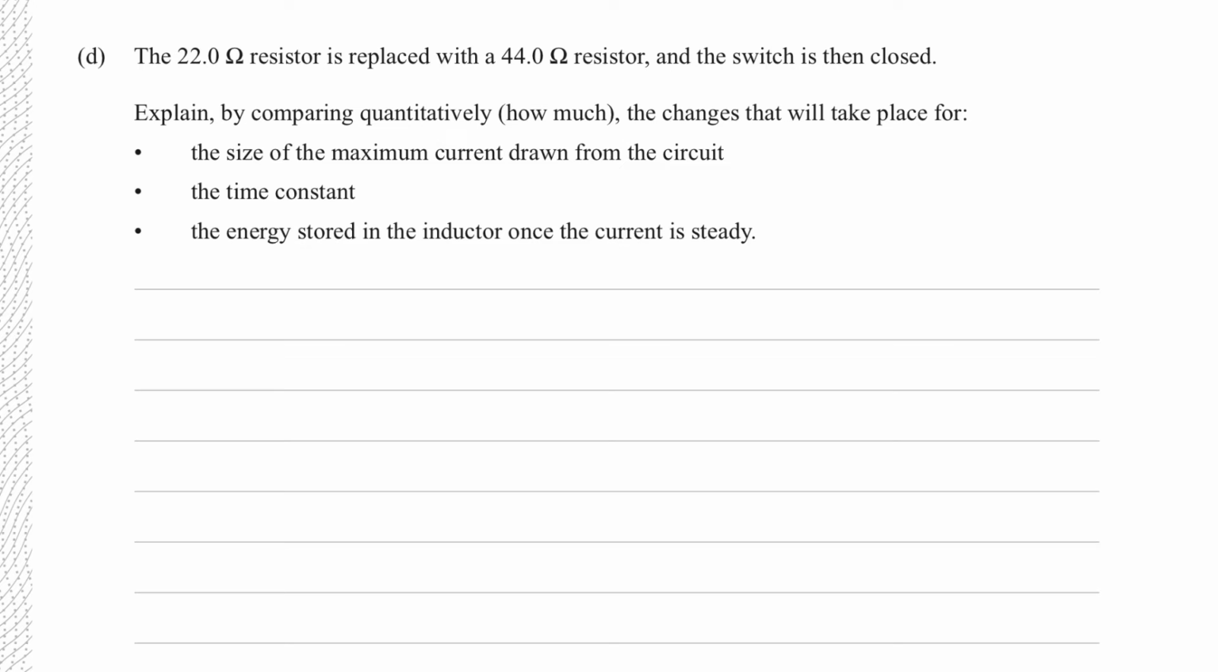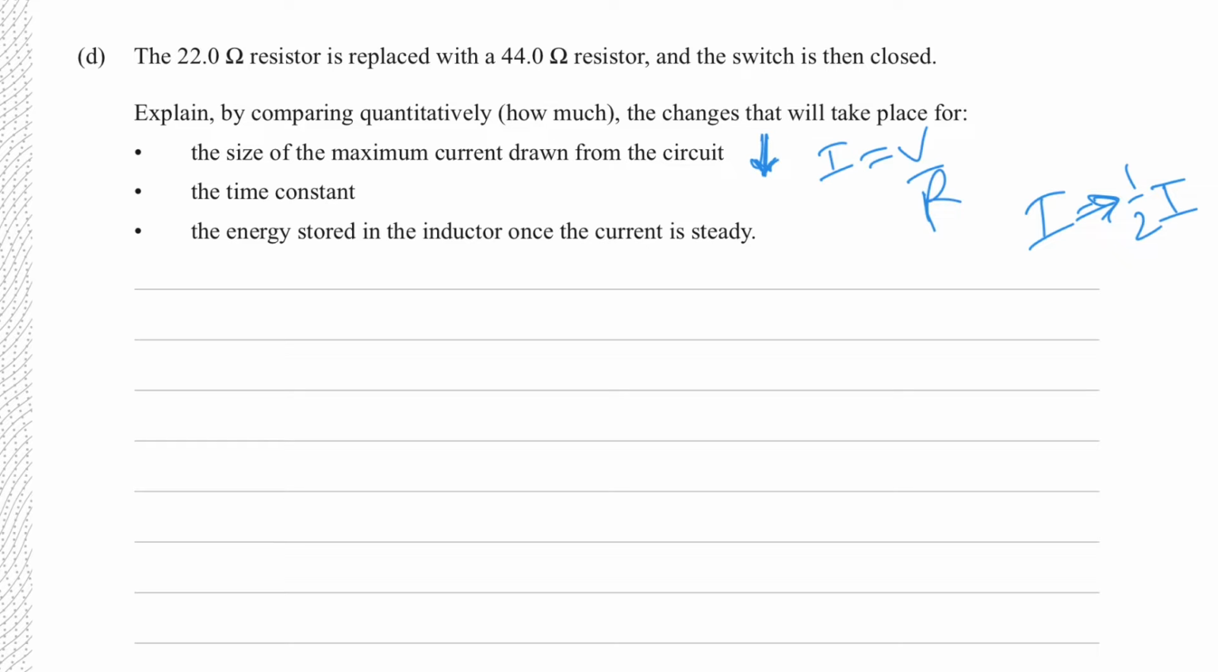D, the 22.0 ohm resistor is replaced with a 44.0 ohm resistor and the switch is then closed. Explain by comparing quantitatively how much the changes will be for the size of the maximum current. Well, that's going to drop because I equals V over R for your maximum current. V is your 12 volts, R is increased. It's doubled in fact, so it's going to halve the current. You'd actually specifically have to say that it's half to get full marks on this, since you have specific numbers that you can work with. So I goes to half I.